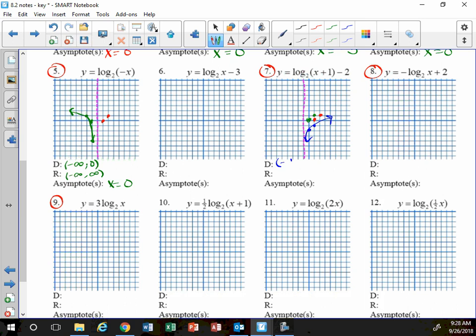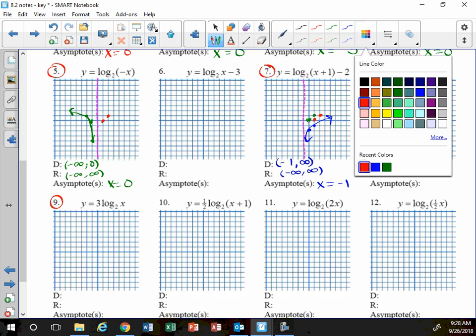So your domain is now negative 1 to infinity. Range is still all real numbers. Asymptote is x equals negative 1. Okay, you shifted it horizontally. You shifted left or right, so that's why your asymptote is going to change. Are we okay with 7? Yeah? All right.